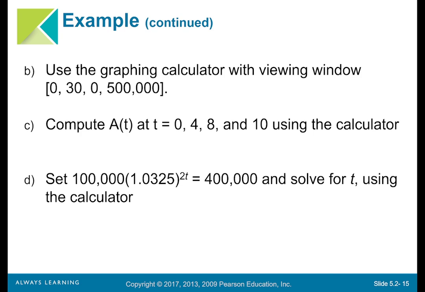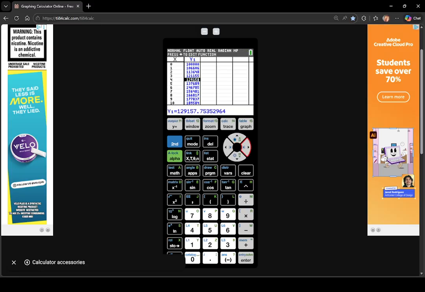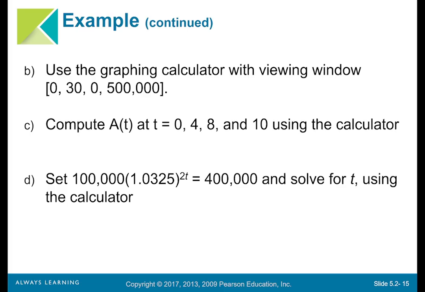So we saw on our graphing calculator with the specific viewing window, and we saw how to set that. Now compute A of t at t equals 0, 4, 8, and 10. And those are all on our graphing calculator. Notice on our table, we have 0 at 100,000, 4 is at 129,000, 8 is at 166,000, and 10 is at 189,000. So now, we could write all of those down. I'll let you do that on your own time.